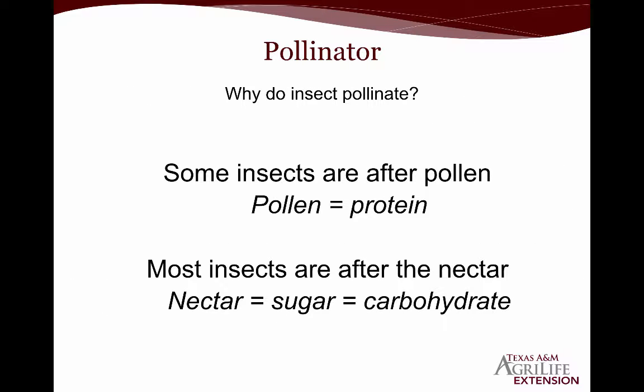So why do insects pollinate? Some insects are after the pollen. That pollen is a source of protein. With that protein, they can make more babies. So they need that pollen in order to expand their colony. Whereas a lot of other insects are after the nectar, which is a source of sugar. If you think of a lot of these insects that are flying around, it is a very high energy cost mode of transportation. And so they need a lot of energy, and that nectar is that source of sugar for them to use.